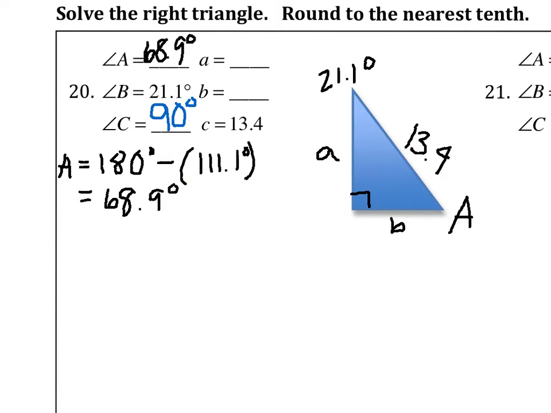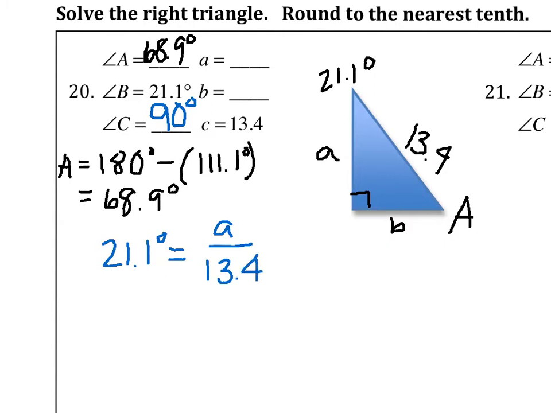Now I really have a lot of different options as to what I want to find first. I'm going to go ahead and find side A. And I prefer to always use the information that's given to us already, so I'm going to use angle B, which is 21.1, and the side that's given to us is 13.4.